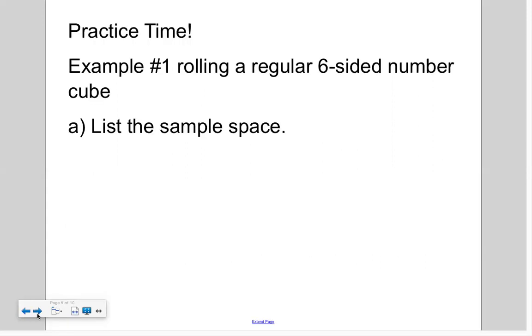All right. Sample space. Remember, our sample space is the possible outcomes. I want you guys to go ahead and list on your paper the possible outcomes of rolling a regular 6-sided number cube or a die.